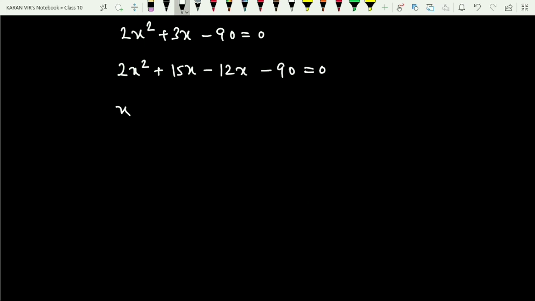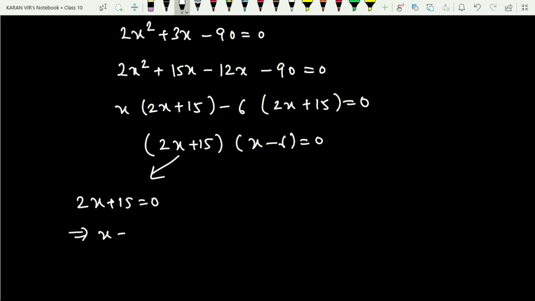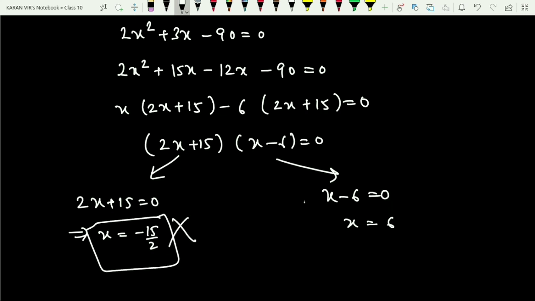If you take x common, 2x plus 15. Then minus 6 common from here, so here you are left with 2x plus 15 again, is equal to 0. So the two factors will be 2x plus 15 into x minus 6 is 0. If this is 0, it implies 2x plus 15 is 0, so x is equal to minus 15 by 2. And in case this is 0, x minus 6 is 0, so x is equal to 6. We have supposed our x to be the total number of pottery articles produced in a day, and articles can never be negative. So this case is rejected and this is accepted. So x comes out to be 6.